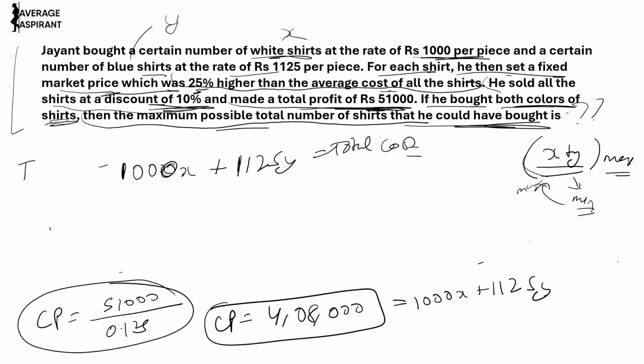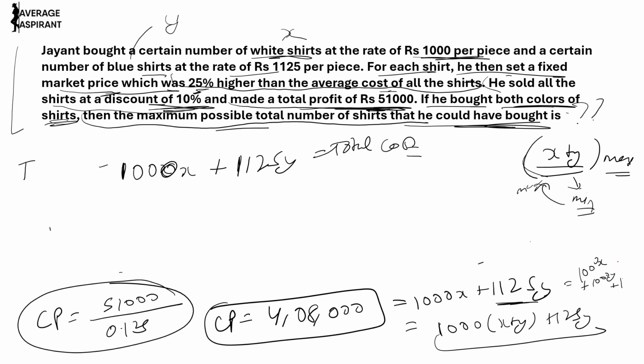So now what can y be minimum? You see, y is a factor of 1,125. If you can break this, if you take 1000 common, you will get 1000 times x plus y, plus 125y. How did we get this? We simply did 1000x plus 1000y plus 125y. We just broke it down.